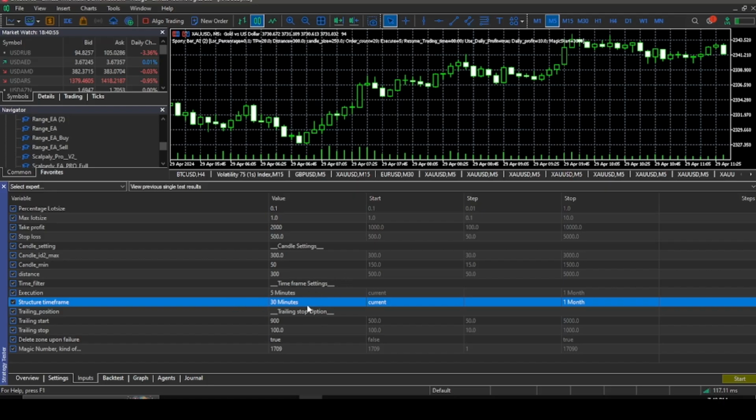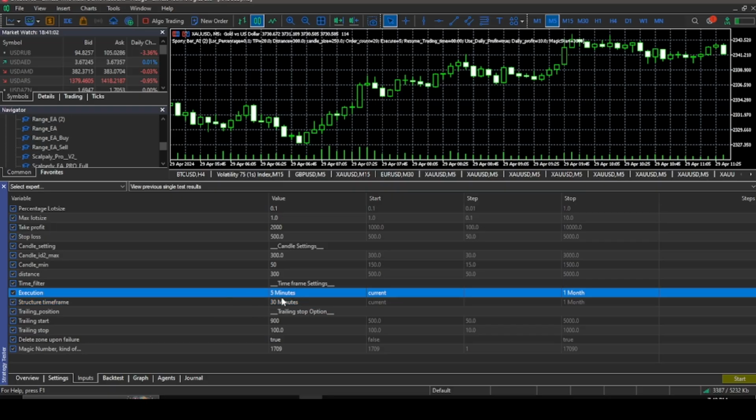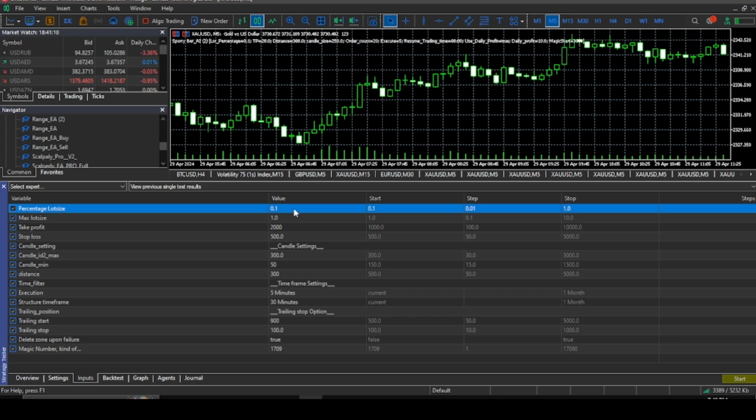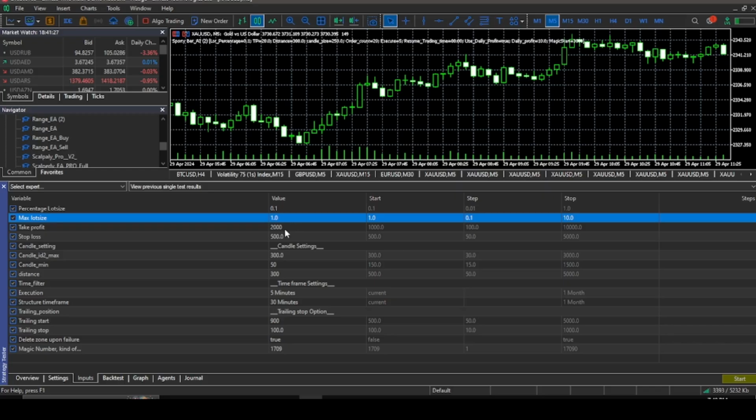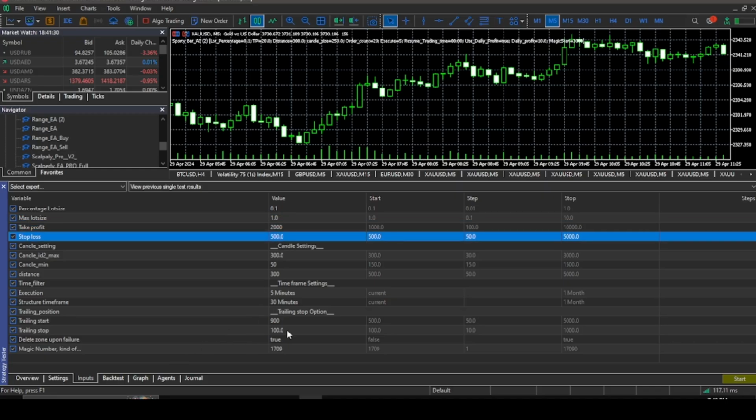So we have our 30 minutes time frame here for the structure. That's the structural time frame, where it plots the supply and demand zones. And we have our 5 minutes time frame, which is the lower time frame, to check for confirmations. We also have our lot size percentage, whereby the robot calculates the lot size from the account itself. So once the balance grows, the lot size gets increased. Here's our take profit, our stop loss, and also our trading stop.